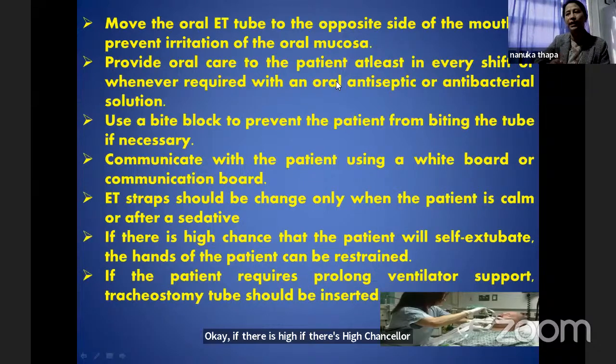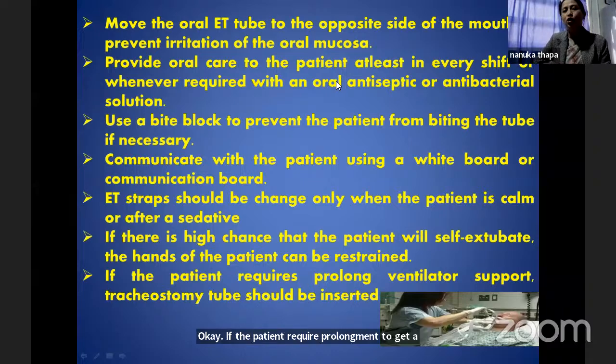If there is a high chance that the patient will self-extubate, the hands of the patient should be restrained, okay? And whenever we talk about restraining a patient, we have to always take the consent from the relative, okay? And if the patient is too restless and you have restrained the patient, then after restraining, you have to go and tell the relative that we have restrained this patient because it is very necessary as he has a chance of self-extubation, okay? If the patient requires prolonged ventilator support, a tracheostomy tube should be inserted.